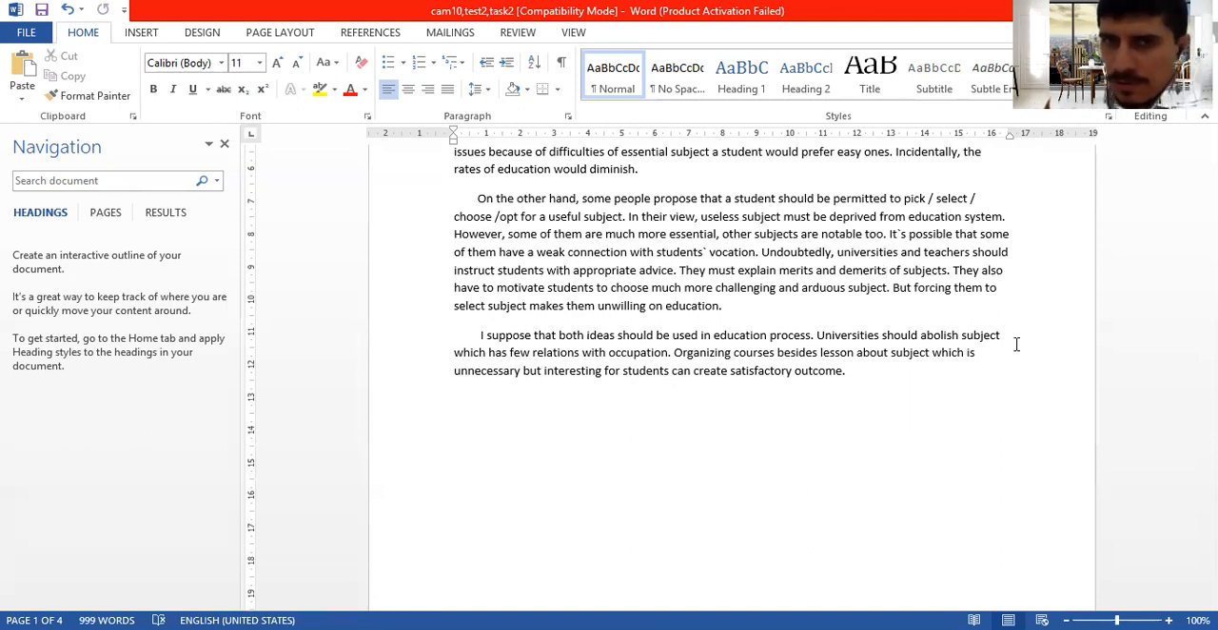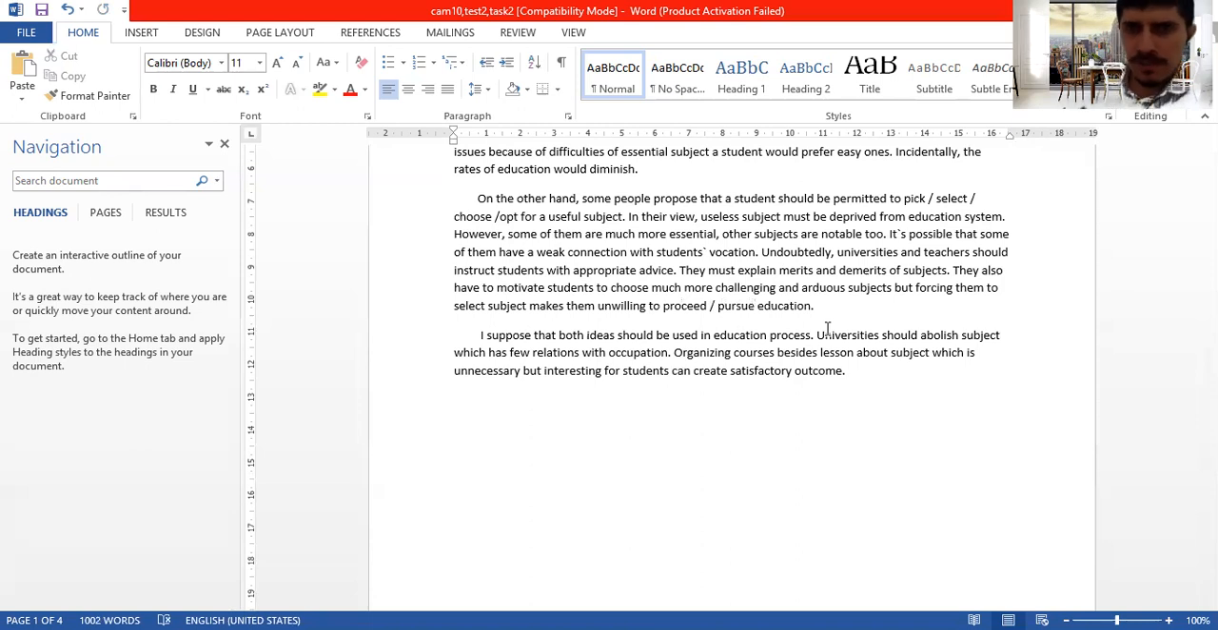They also have to motivate students to choose much more challenging and arduous subjects. Choose, let's say, if we generalize, then let's pluralize it, subjects. But forcing them to select subjects makes them unwilling on education. Not on, I would say, to proceed with education, to pursue education.